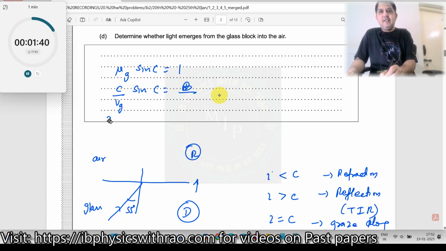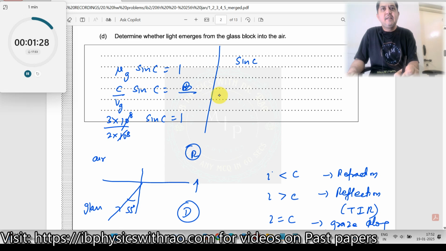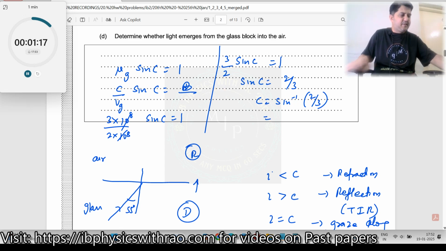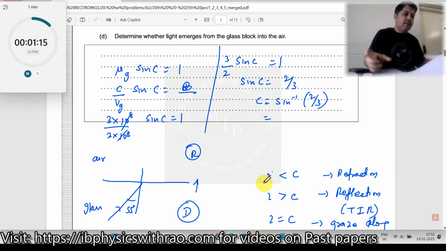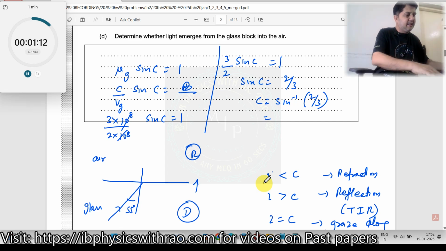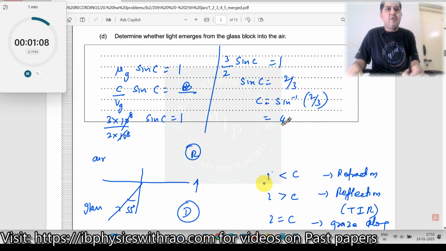What is c? c is nothing but 3 into 10 to the power of 8. What is vg? 2 into 10 to the power of 8. This is given already, right? This goes away here. Into sine C is equal to 1. Or in other words, 3 by 2 sine C is equal to 1. Sine C is equal to 2 by 3. C is equal to sine inverse of 2 by 3. Now, what is the value of sine inverse of 2 by 3? I have already calculated this. You can see this in your calculator also. Sine inverse of 2 by 3 would be equal to 42 degrees.